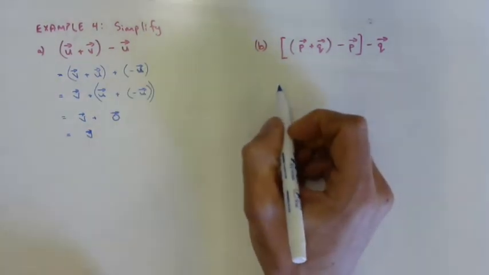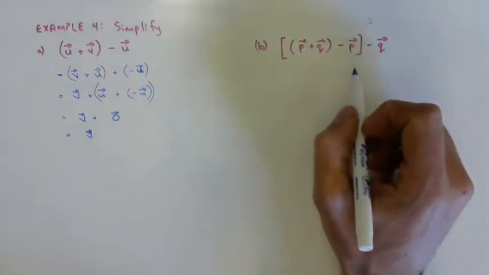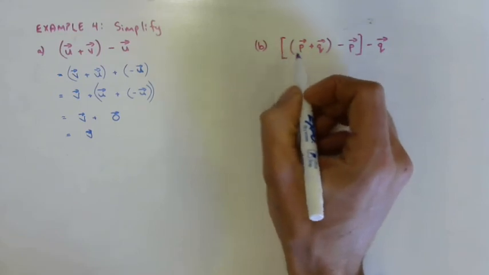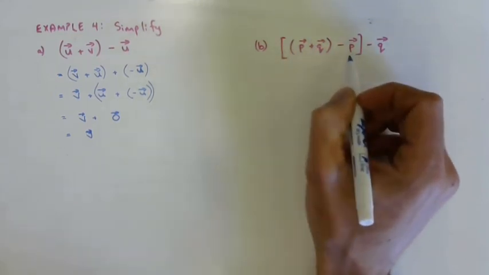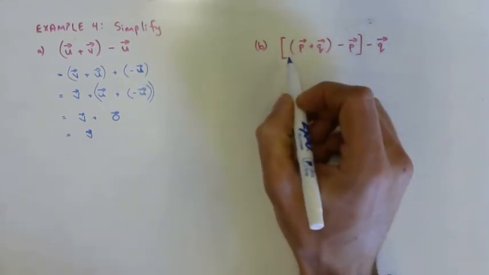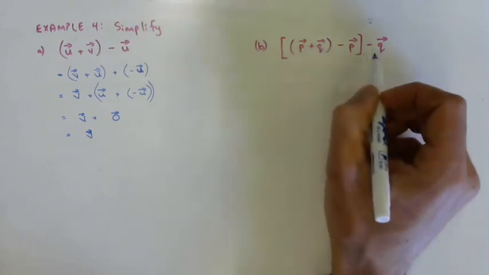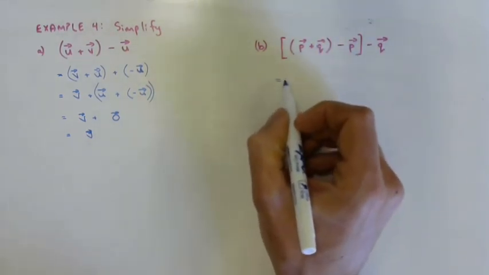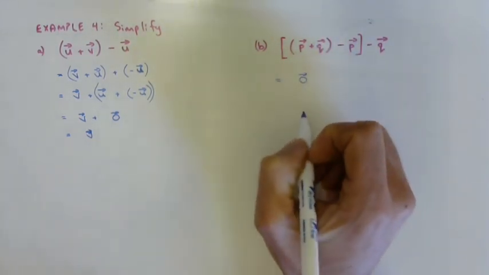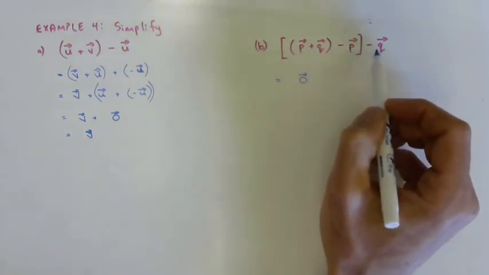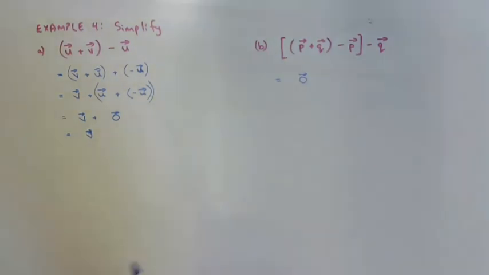So over here, we're going to do it a little bit more quickly. What I would need to double check is that I don't have a negative sign in front of a bracket that would be distributed to both of the vectors inside. I don't have that here. I do have a positive p vector and a negative p vector, and I have a q vector and an opposite q vector. So it's just the 0 vector at the end. This guy cancels out, this guy cancels out, and we're left with the 0 vector.